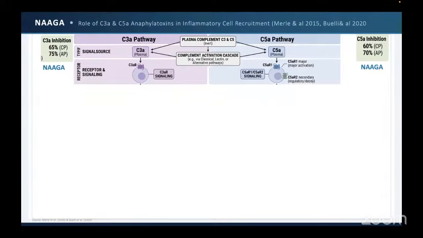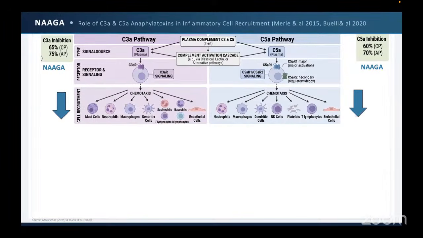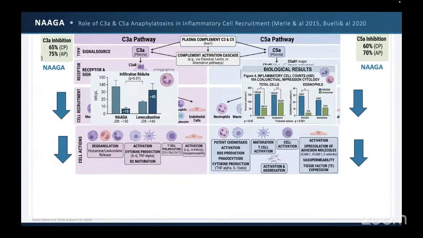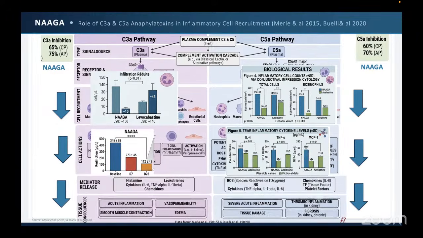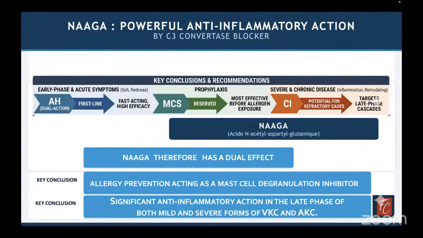And by this pathway, we will have a reduction of the chemotaxis and the recruitment of the cells into the ocular surface and into the tears. And we will also have cell action with the blockage of degranulation and activation of cytokine production. And it will decrease the release of mediators and all the tissue consequences that we know.